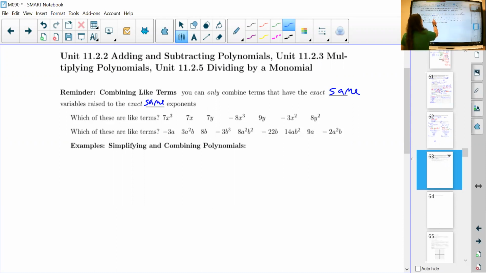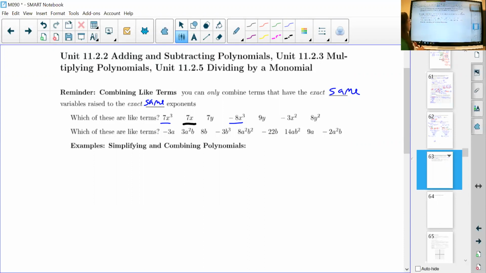Well, 7x cubed and this negative 8x cubed. Any more x cubes? No. There are some x squareds, but those have different exponents. Let's look for x. Any more x's? I see an x cubed, I see an x squared, but no plain x's. That's the only like term for it.